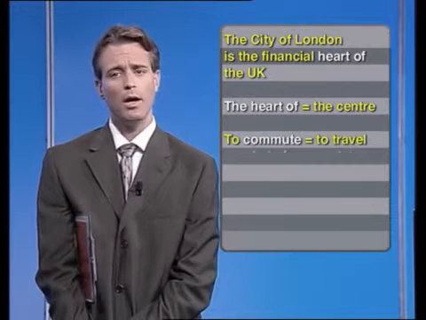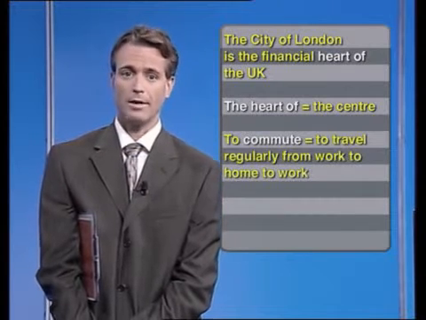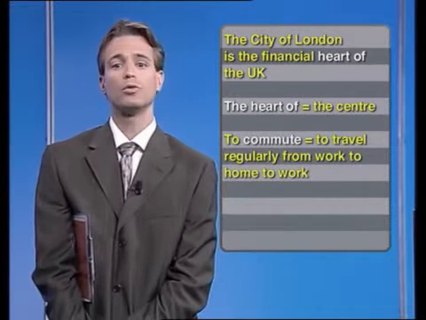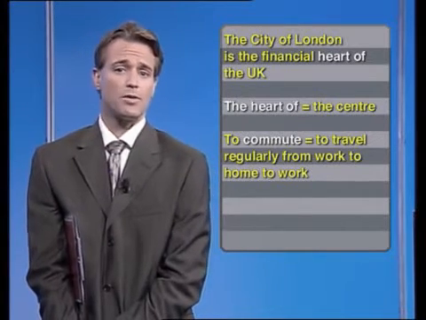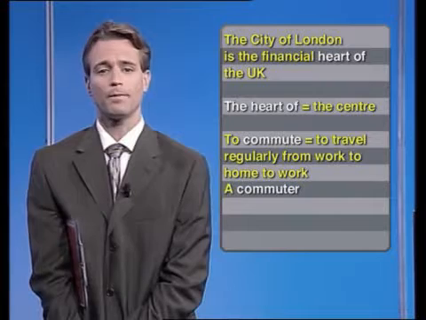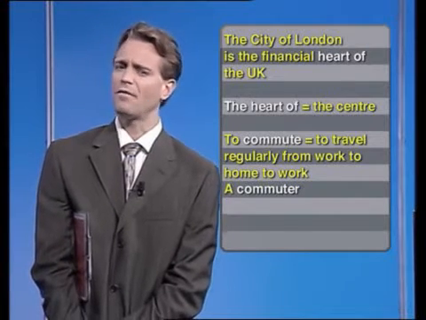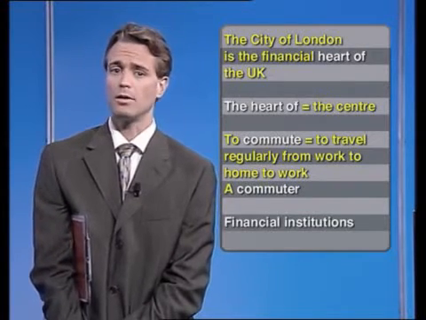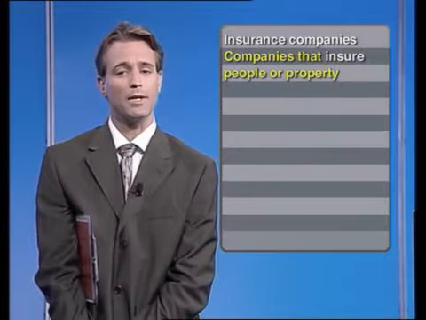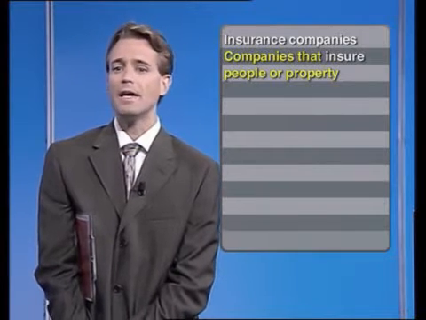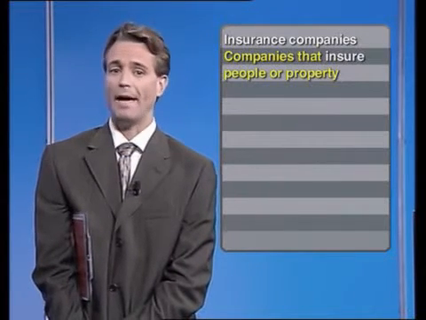To commute means to travel regularly from home to work. Usually, the distance is quite far. A person who does this is called a commuter. The city is important because it's full of financial institutions. For example, insurance companies. These are companies that insure people or property. This means they guarantee against loss or damage.